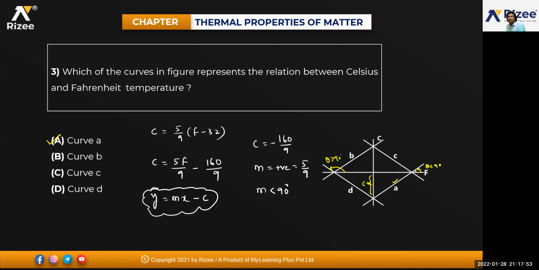C is not possible because for this, theta is greater than 90 degrees, and the slope angle cannot be greater than 90 degrees. And even for this one, the slope is positive. This slope is positive. So obviously B is also not possible. D is also not possible. Only option A. A will be the answer.